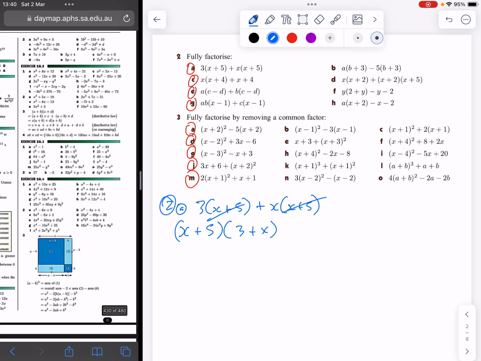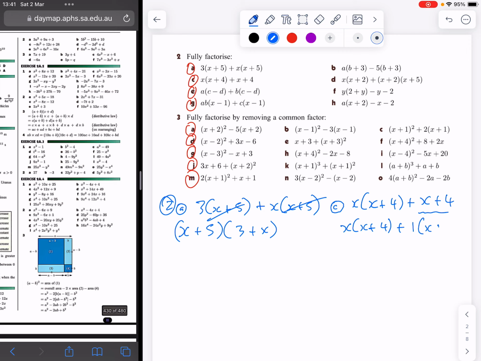C, x plus 4. Why is this tricky? Because you don't have an x plus 4 in brackets here. Okay, that's your issue. But we can get brackets because what's a factor that we can remove from something without changing it? 1.